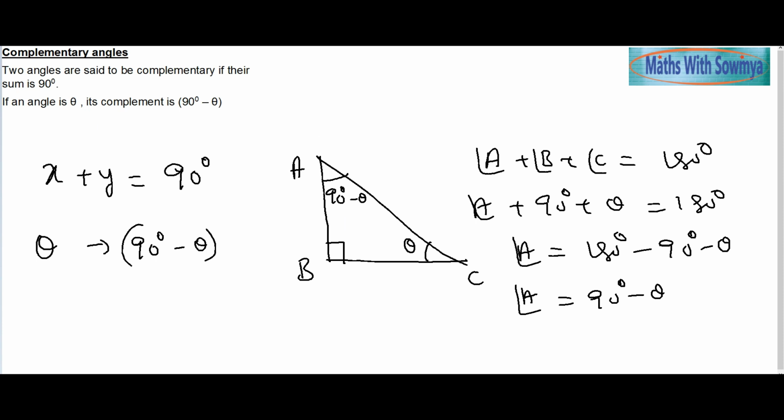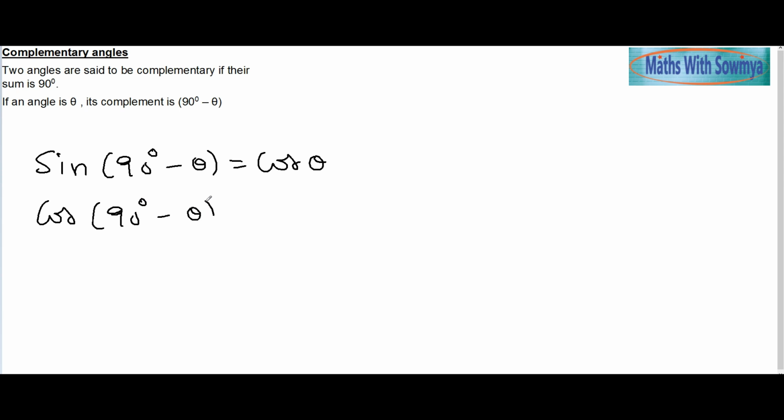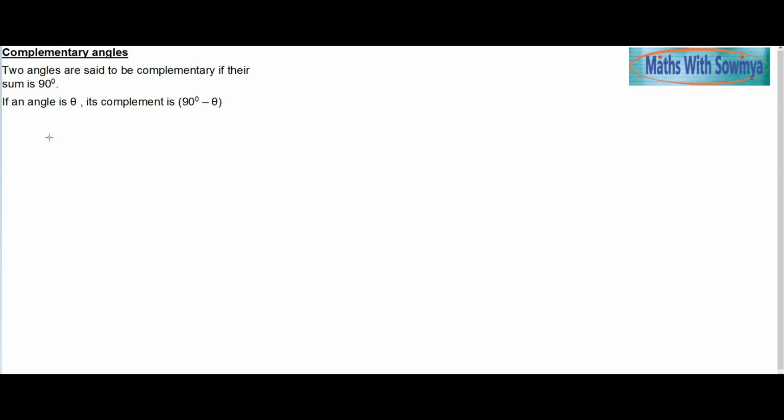Now we shall find the complement angles of the trigonometric functions. Sine of 90 degrees minus theta will be cos theta. Complement of sine is cos. Similarly, cos of 90 degrees minus theta will give us sin theta. We can even prove this. Let us try to understand how we get this.